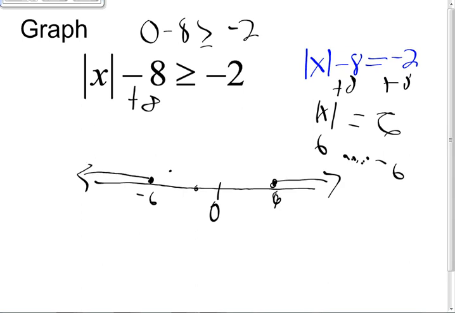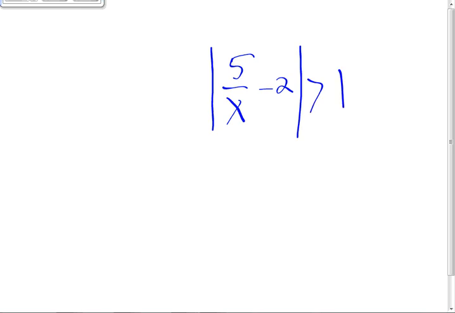That's the reason why your method isn't as good as my method. You just have to trust me. I've been doing this for 35 years. Actually, I haven't been teaching this way for 35 years. I learned a few years ago that this is the best method, and it works on wonderful problems. If you want to do something hard, 5 over x minus 2 is greater than 1. It's not that hard.